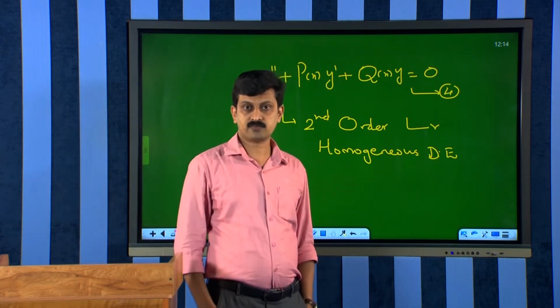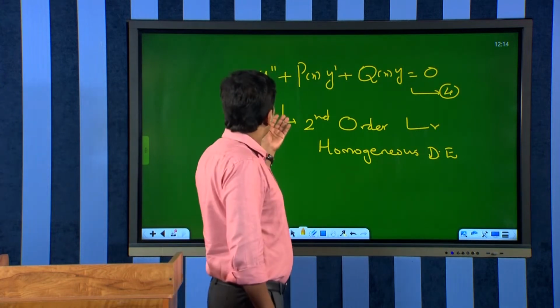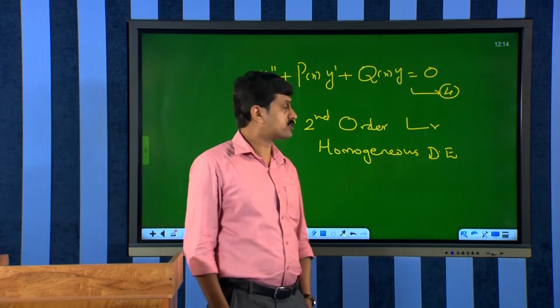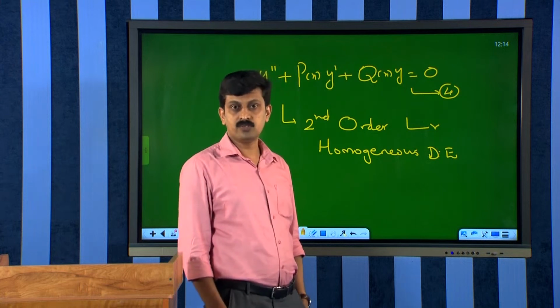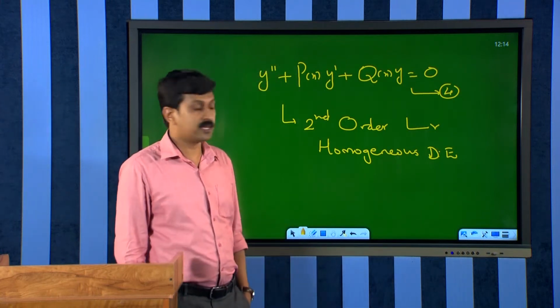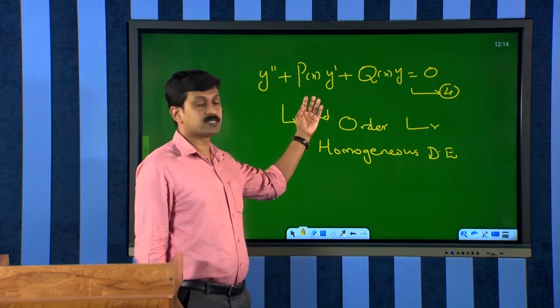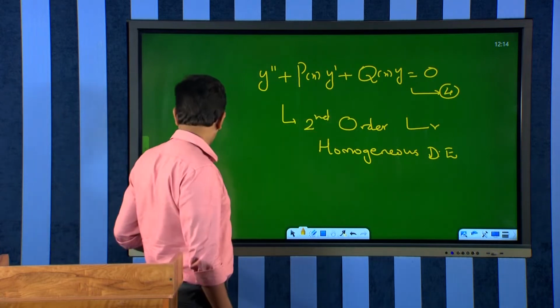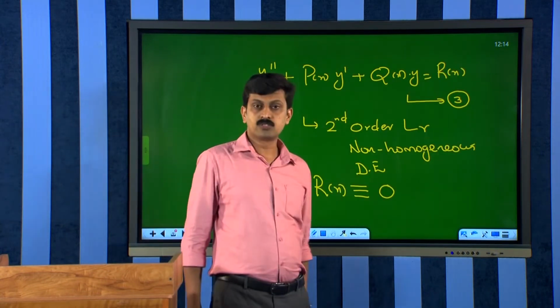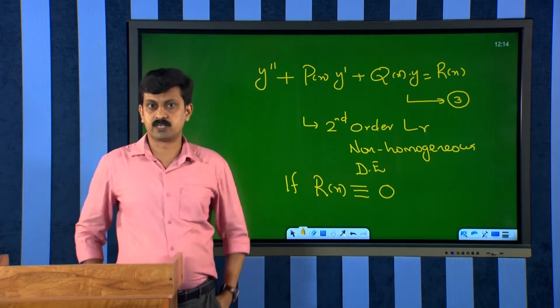In the literature of differential equations, you can find many differential equations that are not in either of these two forms. That may not be y double dash plus p of x y dash plus q of x y is equal to 0, or it may not be of the form y double dash plus p of x y dash plus q of x y is equal to r of x. So, there may be other forms.